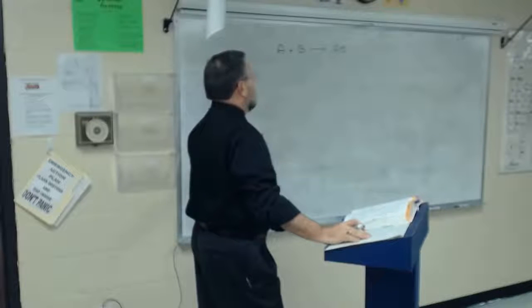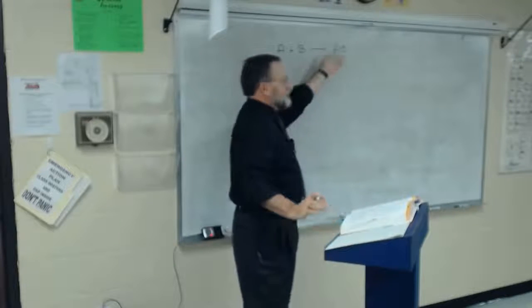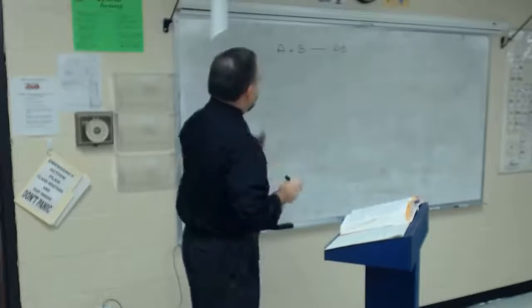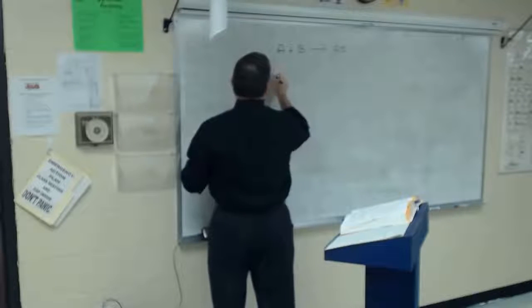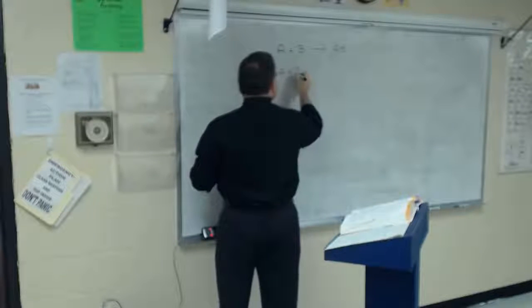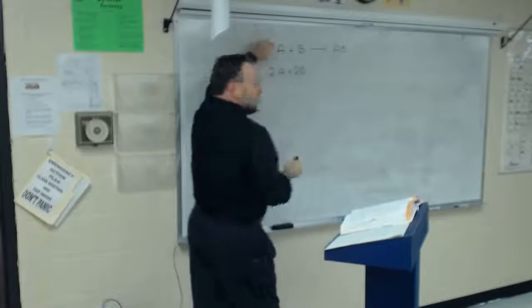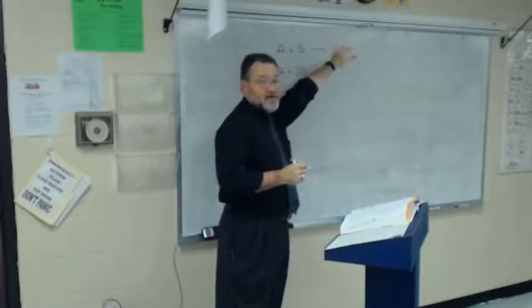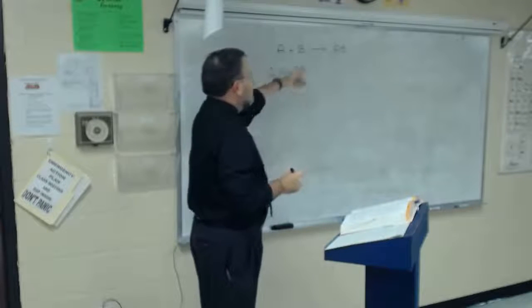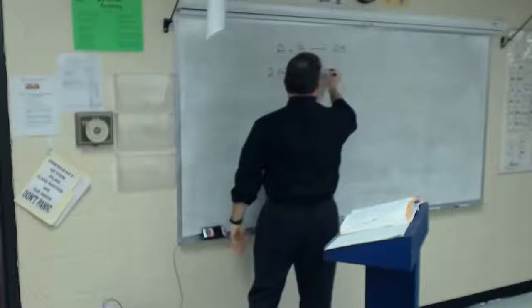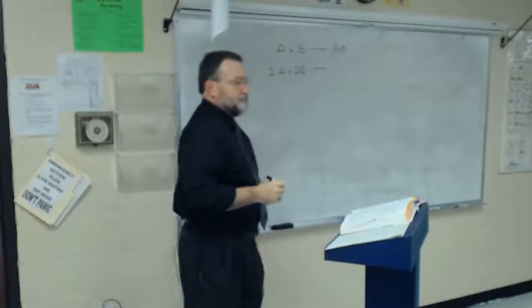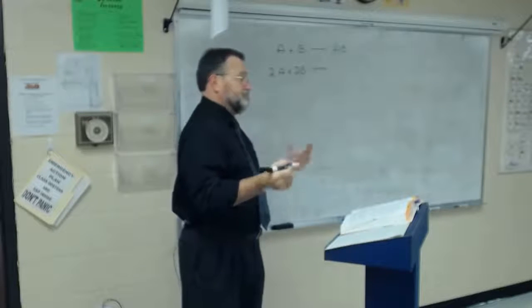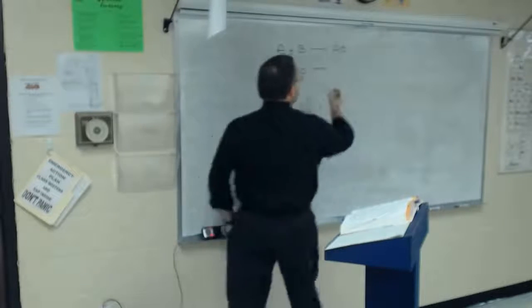So A and B combine to produce AB. If I were then to come back and say, what if I had 2A and 2B? We'll say that this is a balanced reaction equation. So 1A and 1B produce 1AB. If I said I had 2A and 2B, what would you anticipate the product of the reaction to be? 2AB, right?